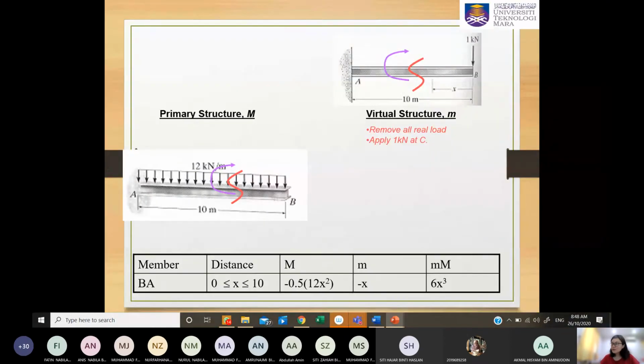So for the virtual structure, we already draw this virtual structure, and please remember for this virtual method, please consider the same side of your cut section. If you start your x from B, you are analyzing this right part. So for virtual structure, you also consider the right part and start your x from B. And then if you consider your moment acting clockwise as positive, similarly for virtual structure, do the same thing.